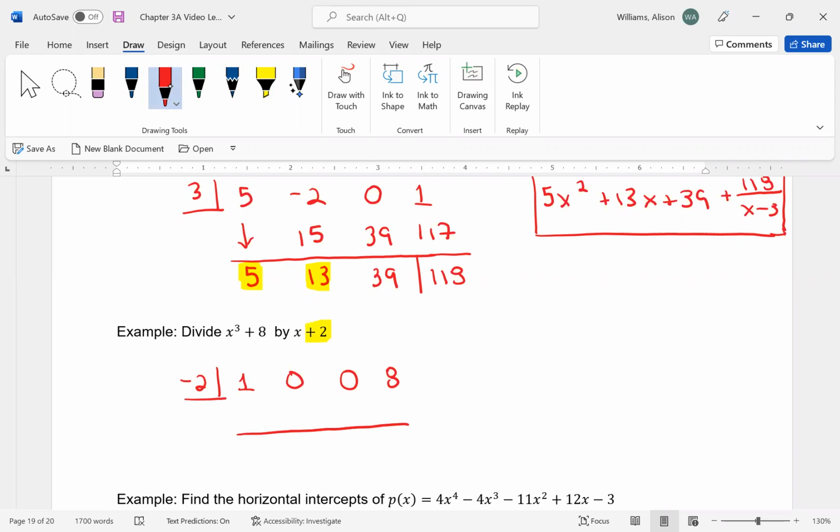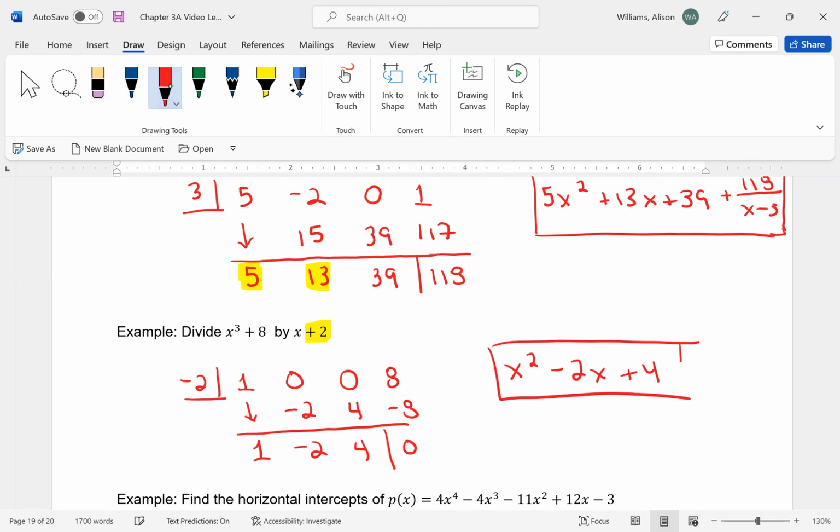All right. And then let's drop the first term, which is 1, and start multiplying. 1 times negative 2 is negative 2, plus that 0 is negative 2. Negative 2 times negative 2 is positive 4, plus the 0 is 4. 4 times negative 2 is negative 8, plus the 8 is 0, and that's my remainder. So I didn't have a remainder this time. So my answer, again, we've been doing x cubed this whole time, is going to be 1x squared. I can put the 1 in front, but I don't have to. Minus 2x plus 4, and I don't need to write a remainder on this one.